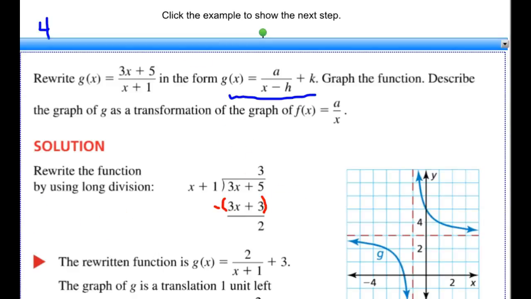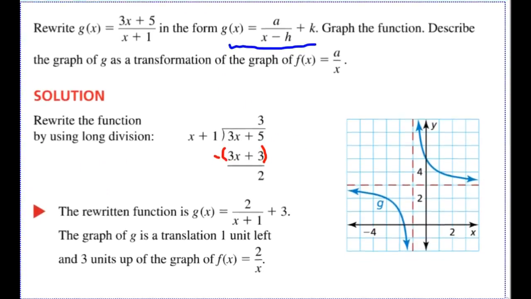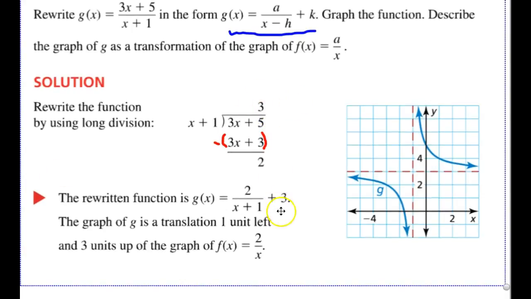Okay, so now I can rewrite that function because this whole number out here is going to end up being my k value. And this 2 that I found becomes my numerator, right? Because this was what's left over. This is my fraction. And my denominator, you see, stays the same. So I just rewrote my function a little bit here. So now I have everything that I know.